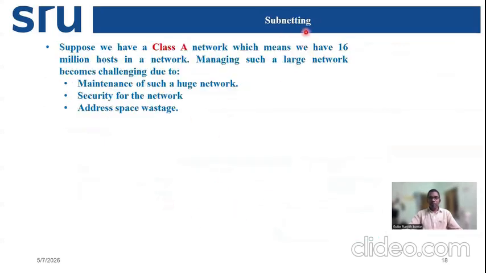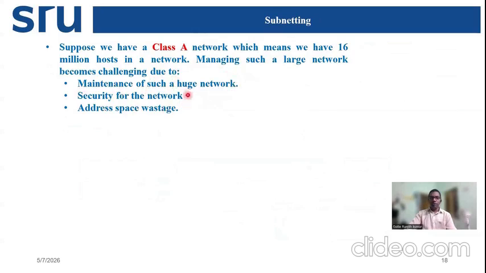So now coming to subnetting. Subnetting is the process of dividing a network into small networks. Why do we need to divide it into small networks? Let us take a class A address. In a class A address, around 16 million hosts can be generated in one particular network. Just like I told you, in each network we have 2 power 24 systems. So it will be difficult to manage such a huge network.